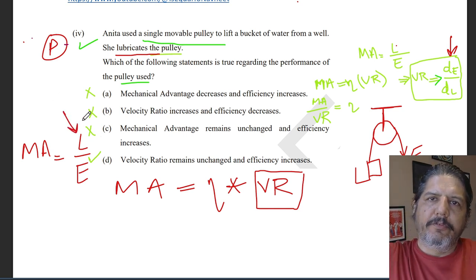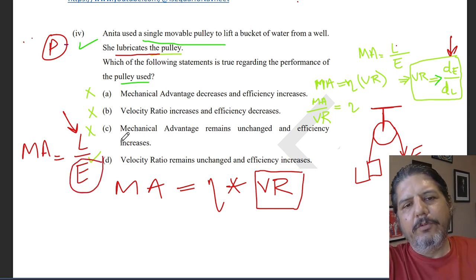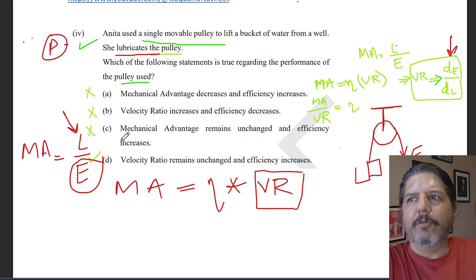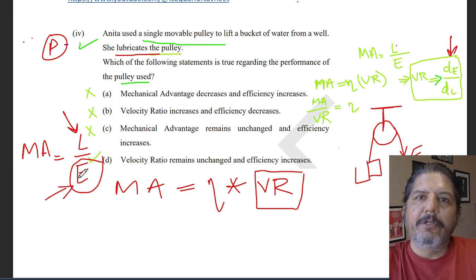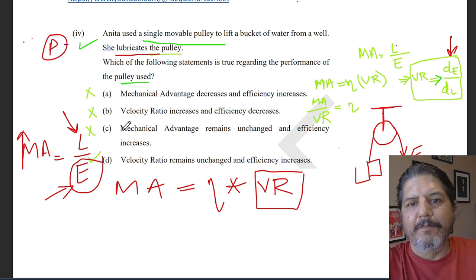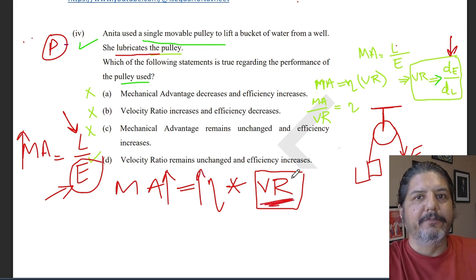So the weight of the bucket that it is pulling up will remain the same, but the effort will change once you lubricate. Less and less effort would be required as you lubricate more. So this denominator will decrease, and that is why this mechanical advantage will increase. Mechanical advantage will increase, the efficiency will increase, but the velocity ratio would remain the same.